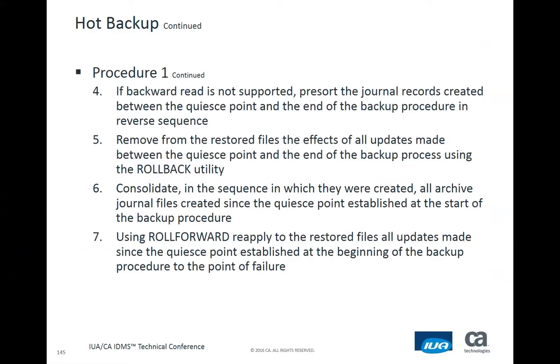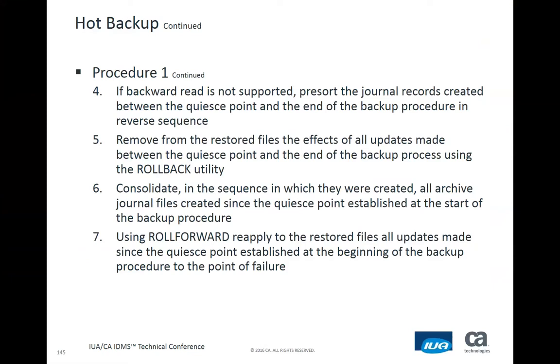So once we finish that rollback, that database should be a good database. It should be an image of that database as it appeared when you did the Quiesce point at the beginning of the hot backup procedure. But that might not be the point to which you need the database recovered. So we go to step 6 and consolidate, in the sequence in which they were created, all of the archive journal files created since the Quiesce point established at the start of the backup procedure.